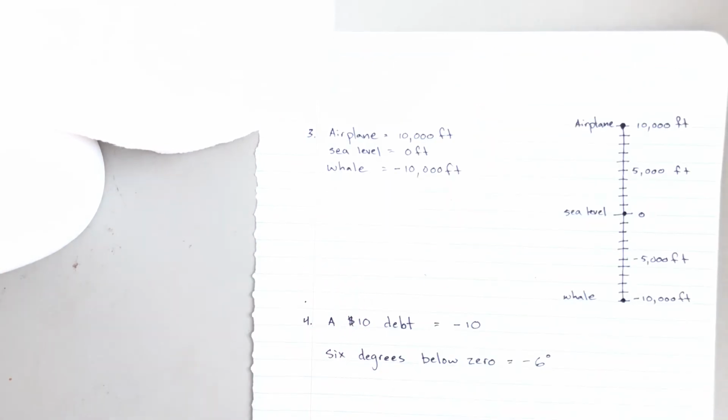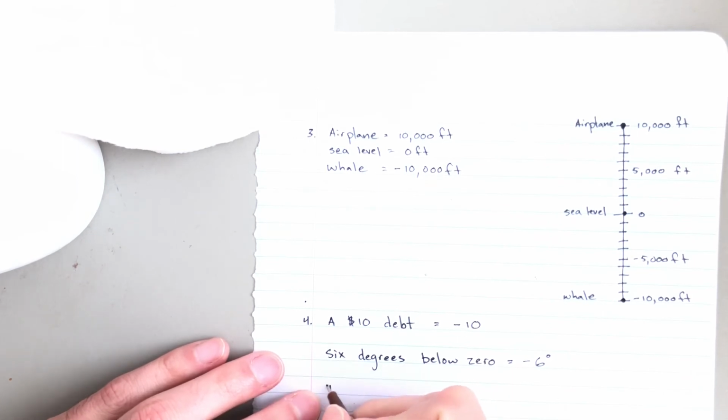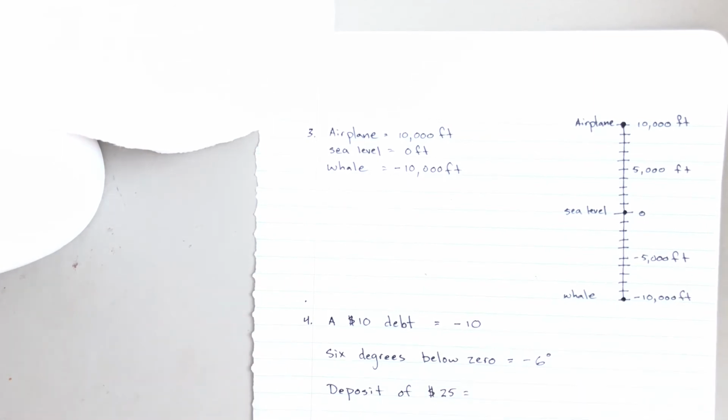All right, let's wrap this up. Deposit of $25. If I deposit $25 into my bank account, did I add $25 or did I take away $25? Well, I added $25. So that's me adding 25 bucks to my account. So it's a positive number. I'm not taking away.